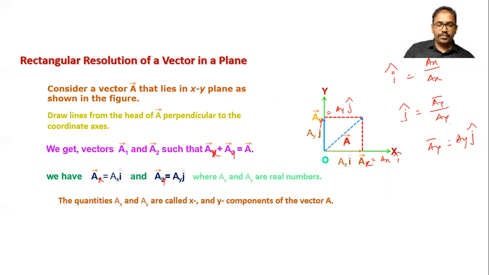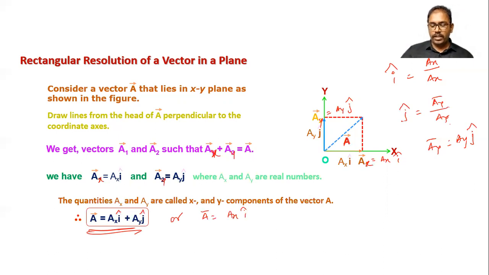Then after that, we get A bar is equal to AX i cap plus AY j cap. Or if I consider the three-dimensional case, A bar I can write as AX i cap plus AY j cap plus AZ k cap, if I consider the Z axis.